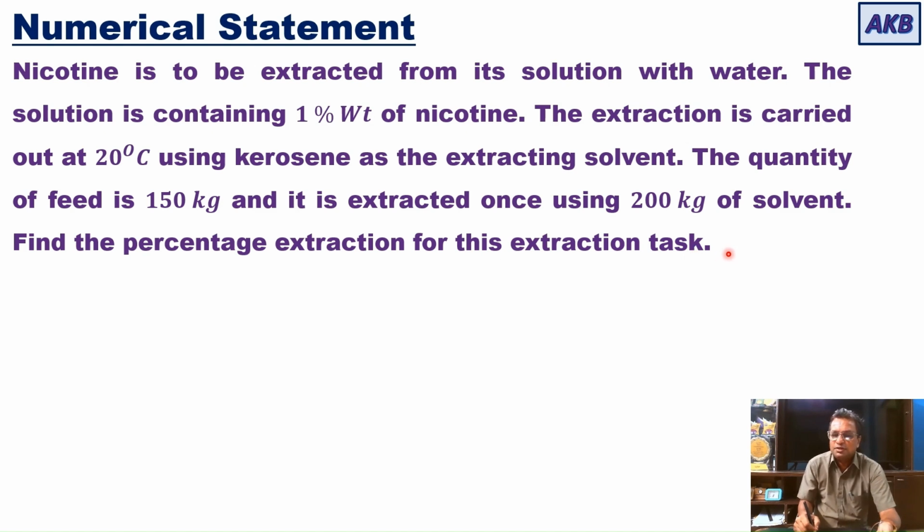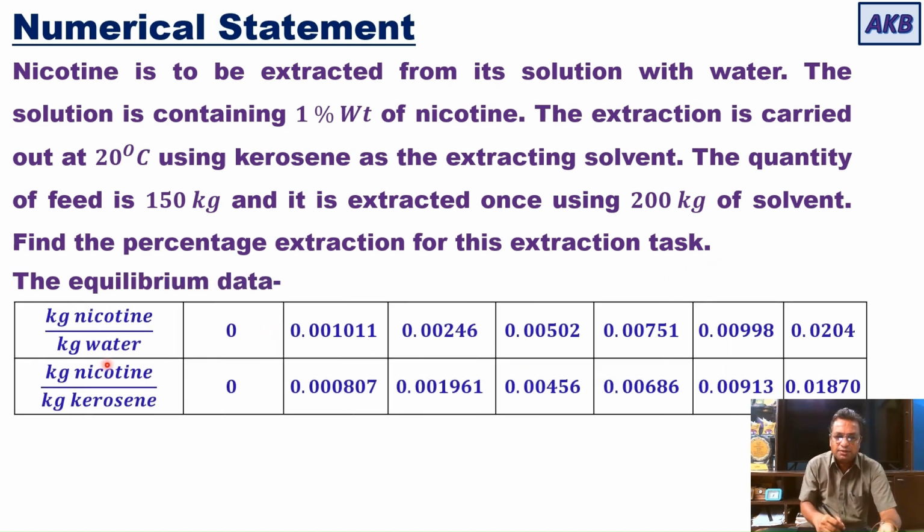Here in this case, water and kerosene are essentially insoluble in each other. Then the equilibrium data is given to us. The data is for kg nicotine per kg water. You have different values for this quantity, and then you have values for kg nicotine per kg kerosene. So corresponding values of these two quantities are in equilibrium with each other. So this is the equilibrium data.